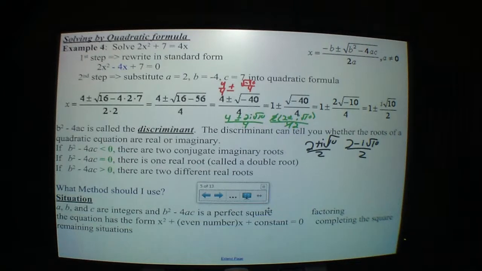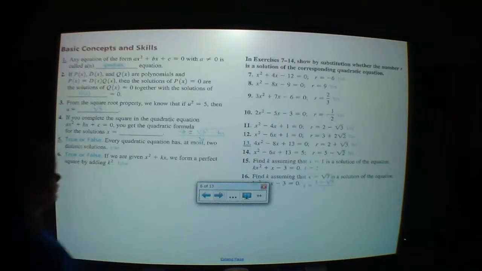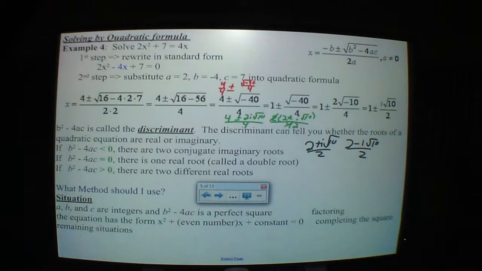If the equation has the form of x squared plus an even number times x plus a constant, completing the square is pretty easy to use. So you kind of have to figure out what to use and when to use it, and practice will get you there. Okay? But quadratic always works, but you don't have time to do quadratic for everything.